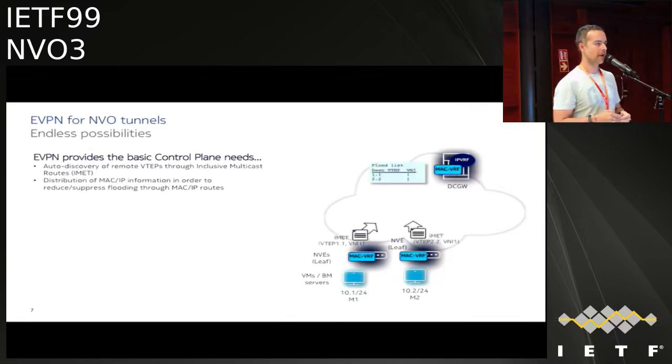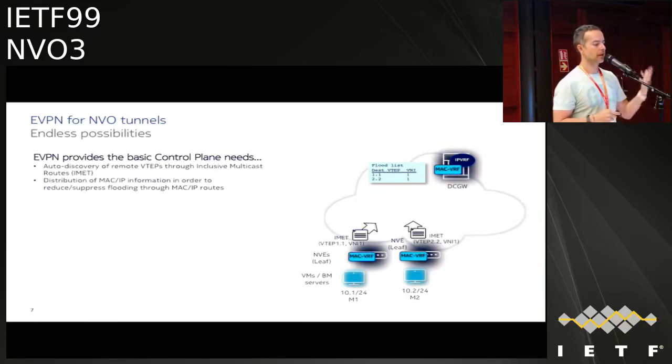The inclusive multicast ether tag route, which is one of the eVPN route types, provides this auto-discovery function. So the two leaves can send this inclusive multicast route, and the data center gateway can learn that those two VTEPs are associated to VNI1, and they are part of the same flooding list.